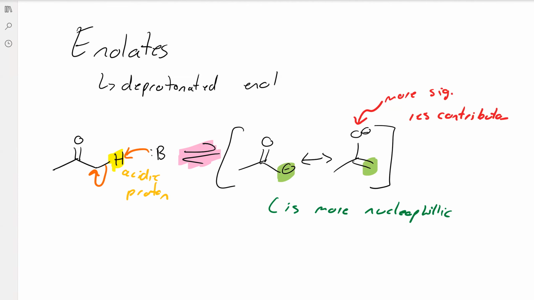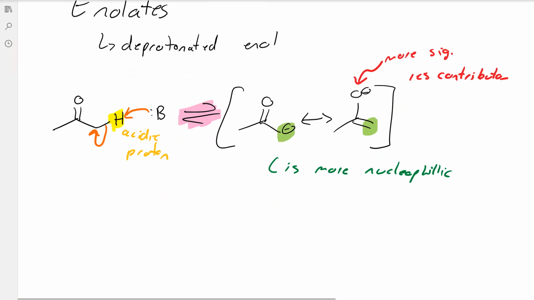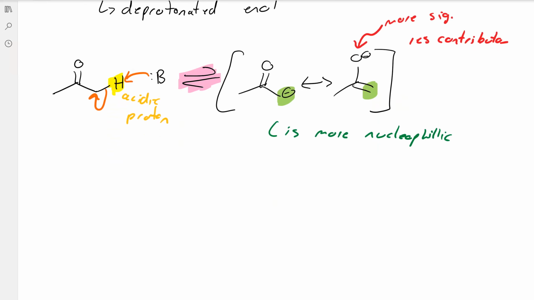You're free to do that. I'm going to be drawing it this way. This is the way that's conventionally drawn because it is the more significant resonance contributor. But basically what we're going to look at in terms of these reactions is pretty much the same, just with some slight differences. We're going to have our enolate.